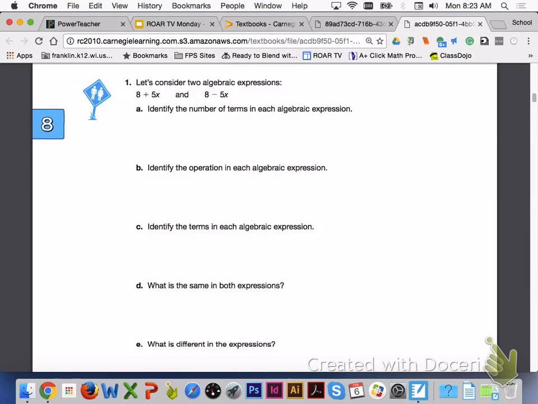Please turn to page 536. Number 1, let's consider two algebraic expressions, 8 plus 5x and 8 minus 5x. Please answer letters A through E with your group members.